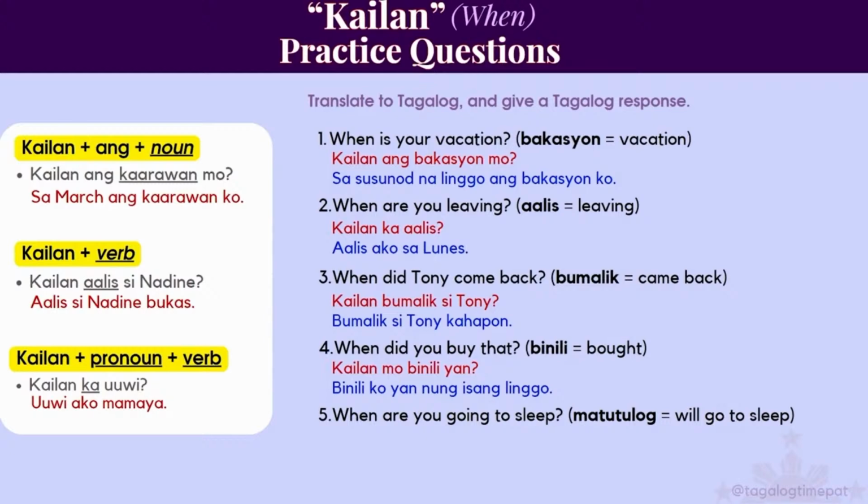Number 5, when are you going to sleep? Matutulog means will go to sleep. So, kailan ka matutulog? This is just rule number 3: kailan plus a pronoun plus a verb. Kailan ka matutulog? Matutulog ako mamaya.